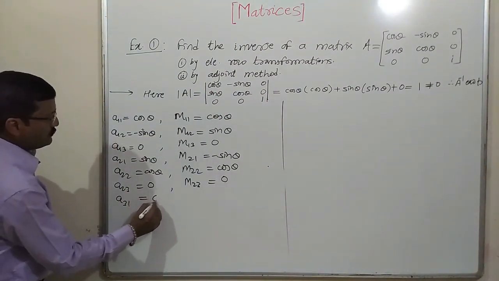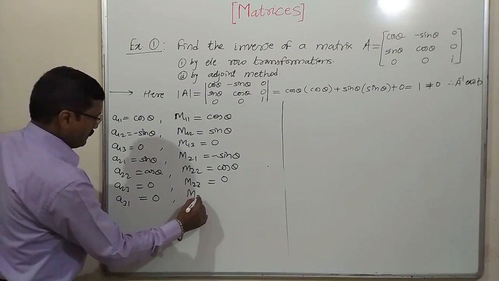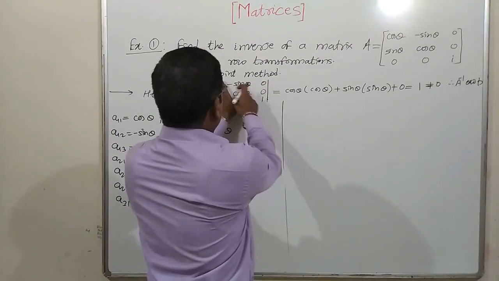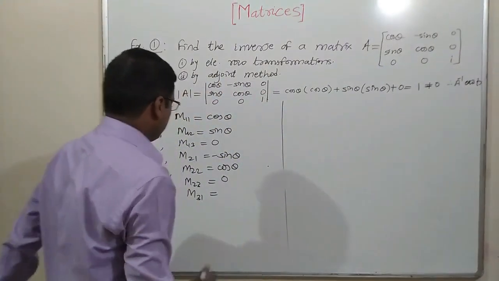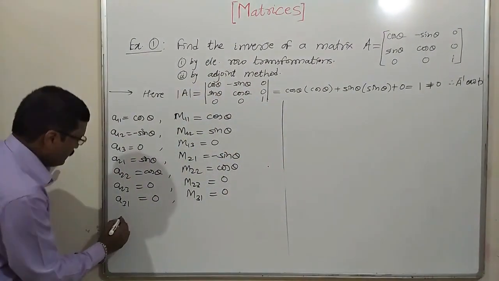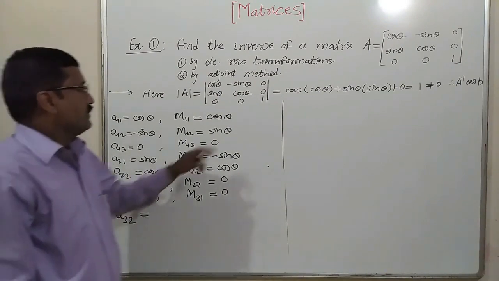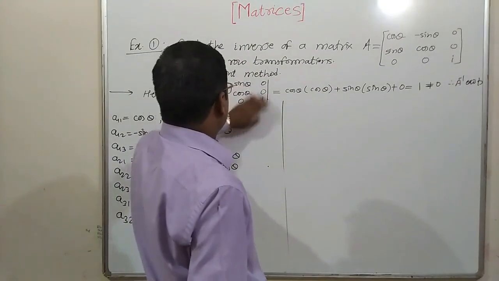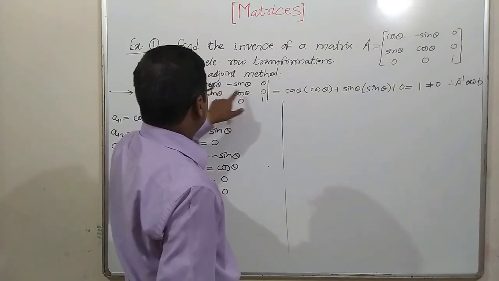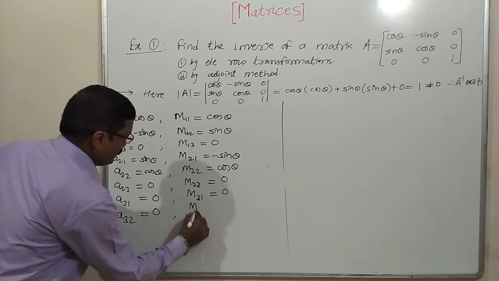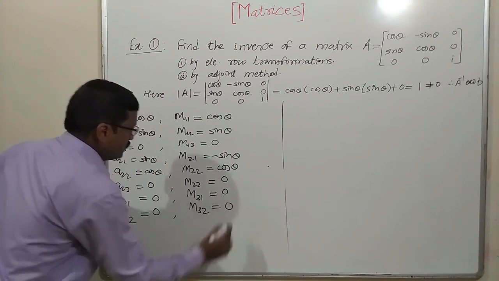Next element is this, that is third row, first column, A31, that is 0. Its minor is M31. Cancelling this row and column, again 0 minus 0 is 0. Then A32, cancelling this column and row, remains again this 0 minus 0, that is 0. So element is 0, its corresponding minor is also 0.